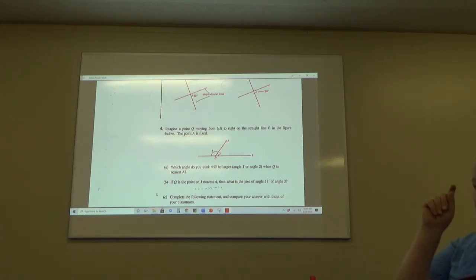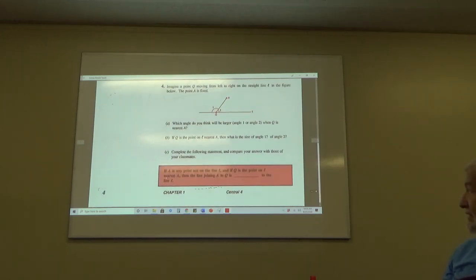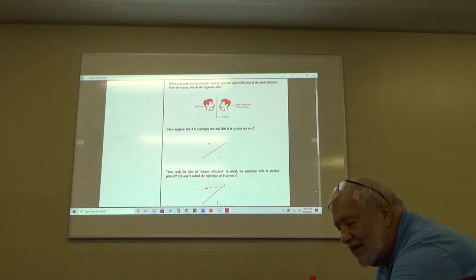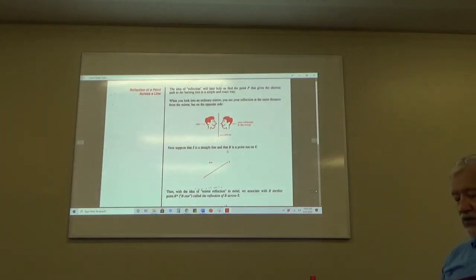If there was a way to get this perpendicular line, then we would be at the shortest position. You have, with your ruler, a way to do that. With a protractor and a ruler, you can find that point. Now, complete the following statement. That's what you're going to do, only we're not going to do that one because you're going to do that. Now, the next thing you go into is reflection.